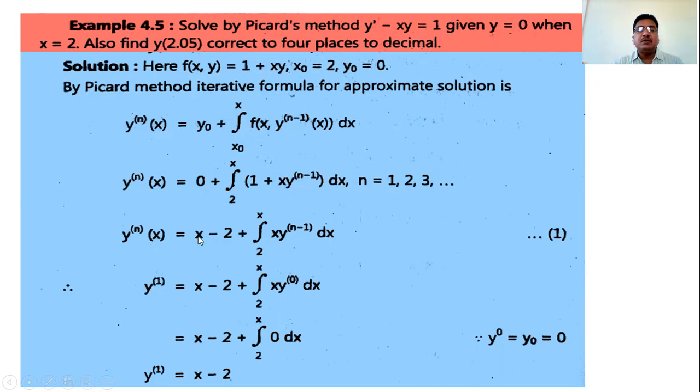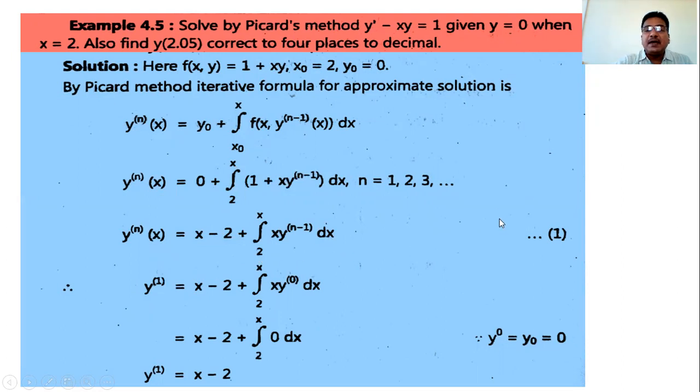So y raised to n is what? The integration of 1 with respect to x is x, and its upper limit is x, lower limit is 2. So the integration of 1 is x, its value at the upper limit is x, the value at the lower limit is 2, so x minus 2, plus the integration from 2 to x of x into y raised to n minus 1 as it is dx.